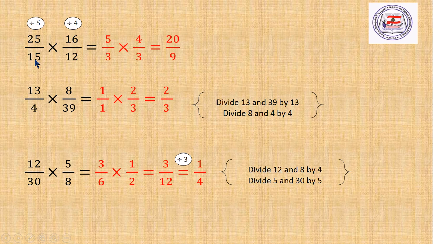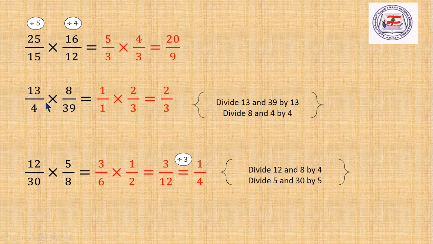25 over 15 times 16 over 12. Here I can simplify these two together. 25 and 15 divide both by 5, I get 5 over 3. 16 over 12 divide both by 4, I get 4 over 3. Now I can multiply. 5 times 4, 20. 3 times 3, 9. It's better to simplify before, or I will get larger numbers here, and this is not good for me to simplify later.